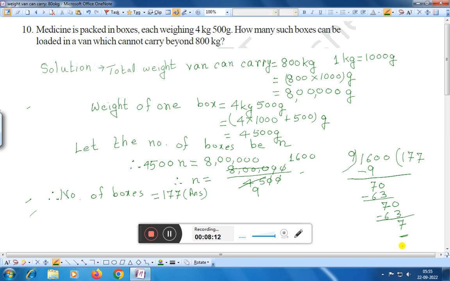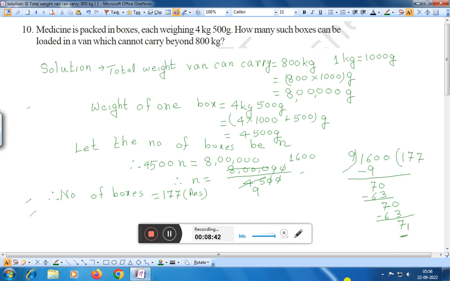Once again I am repeating the same: medicine is packed in boxes each weighing 4 kg 500 gram. How many such boxes can be loaded in a van which cannot carry beyond 800 kg? That means we have to change this kilogram into gram. The total weight the van can carry is 800 kg. We know that 1 kg is equal to 1000 gram. Therefore 800 into 1000, that is 8 lakh gram. And the weight of one box is 4 kg 500 gram.